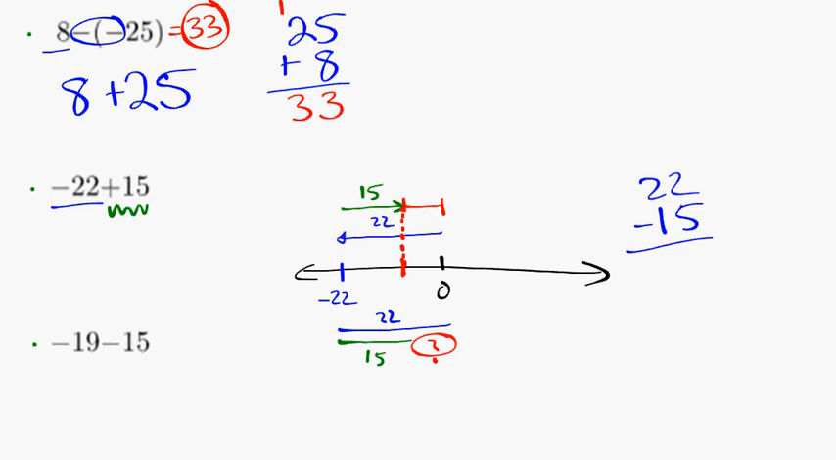So we can't do 2 minus 5 right here. So we're going to borrow from this 2, call it 10, and make this one 12. 12 minus 5 is going to give you 7. 1 minus 1 is eliminated, so we get 7. Now be careful though. The answer to negative 22 plus 15 is not positive 7. We are still on the left side. This length was 7, but where we are located is at a negative 7. So negative 22 plus 15 is equal to negative 7.